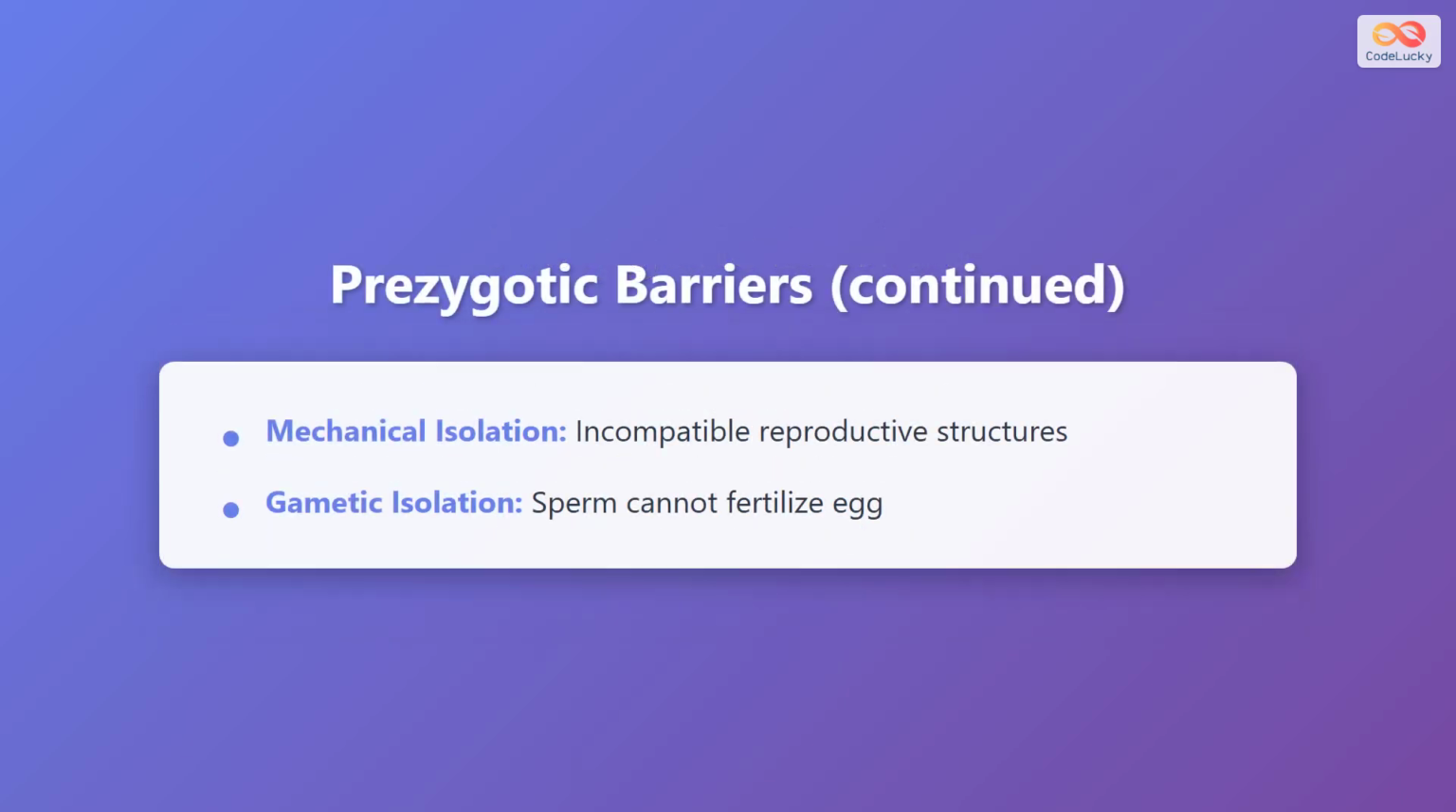Two additional prezygotic barriers are equally important. Mechanical isolation refers to physical incompatibility between reproductive structures, making mating physically impossible even if species attempt to breed. Gametic isolation occurs at the cellular level, where sperm from one species cannot fertilize the egg of another species due to biochemical incompatibilities, even if mating is attempted.